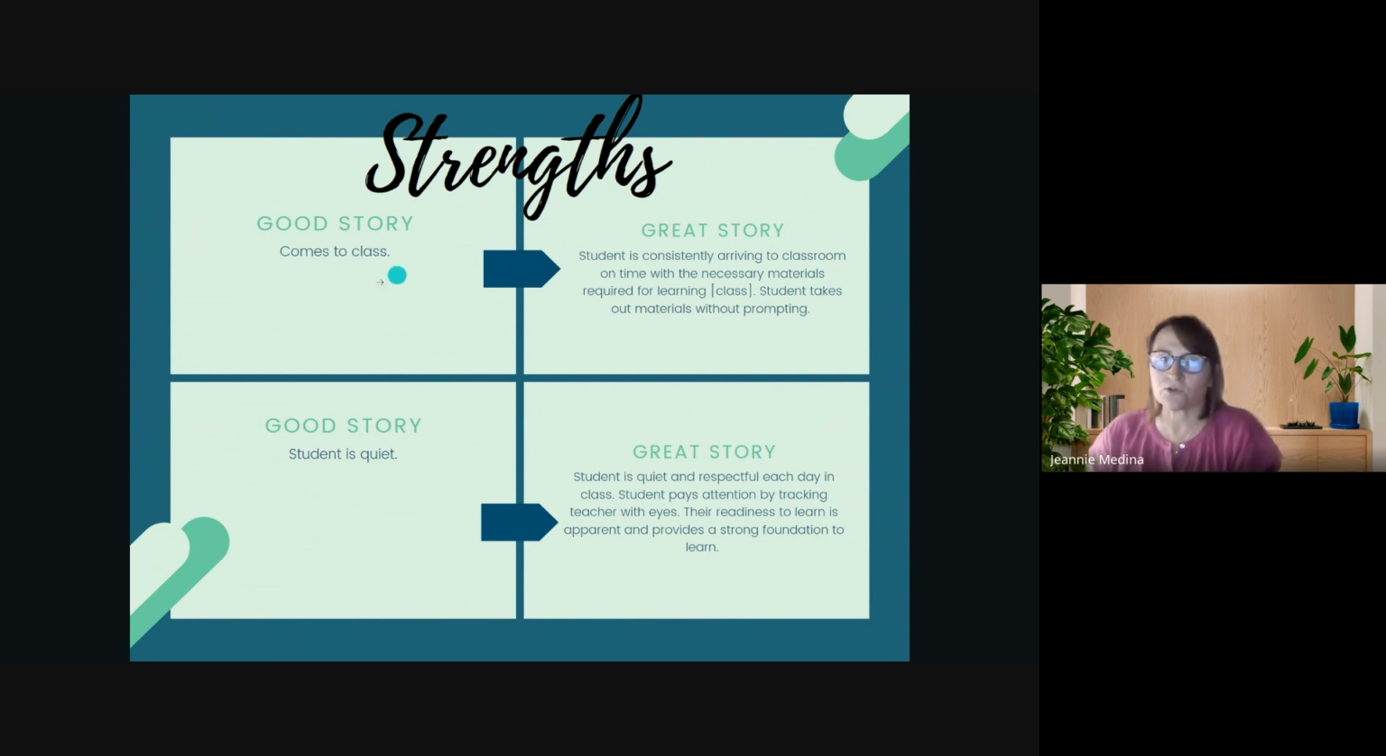So we want to make sure that we go from good stories to great stories. Student is quiet to student is quiet and respectful each day in class. They pay attention by tracking the teacher with their eyes. There's a typo there. Their readiness to learn is apparent and provides a strong foundation to learn. We can work from that. That is a strength. That child has value in my class. And when I say that out loud in that SST or on that form, that child is going to hear it and they're going to feel it.